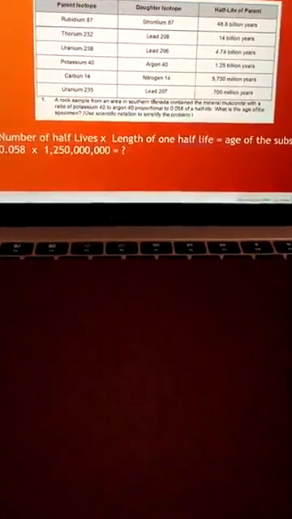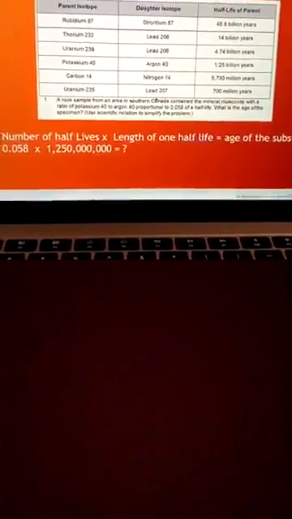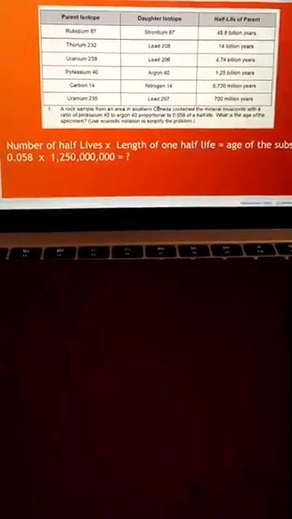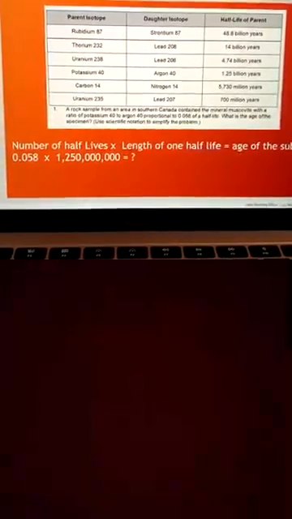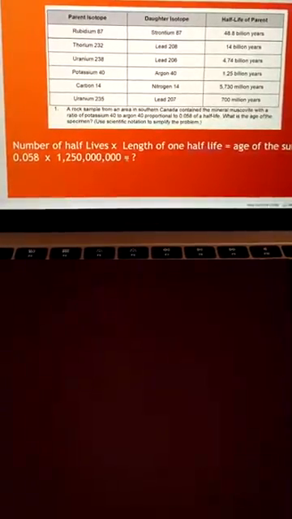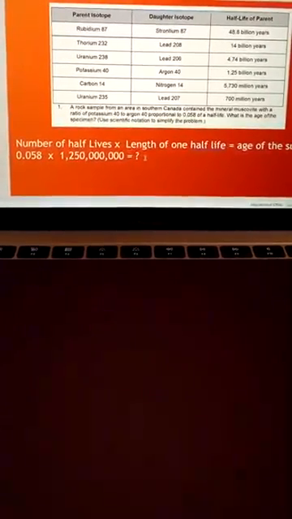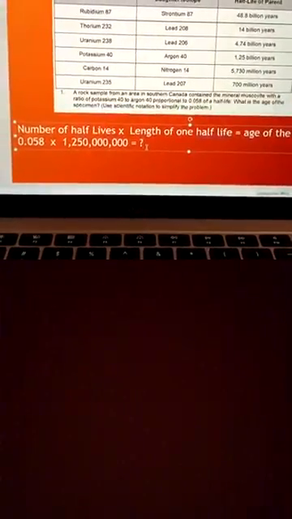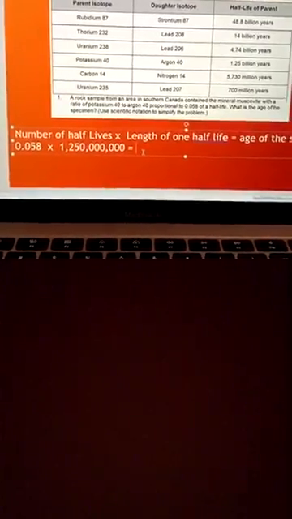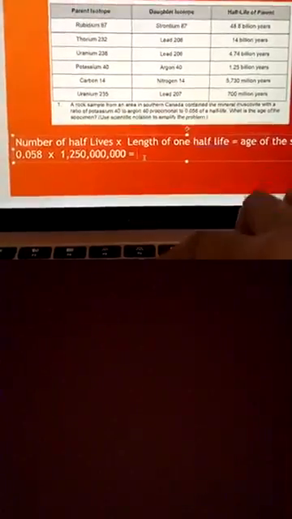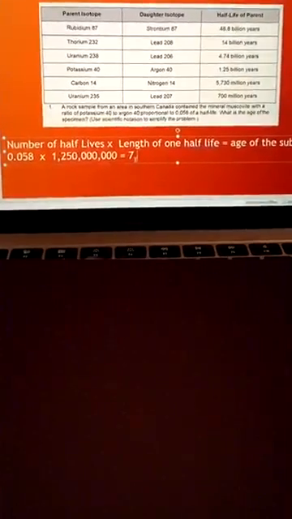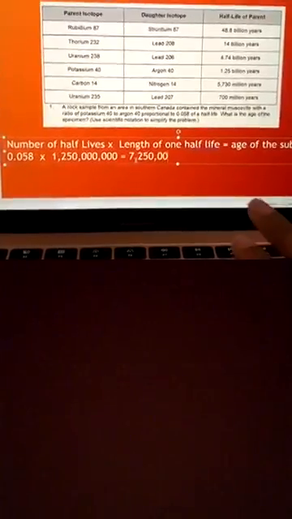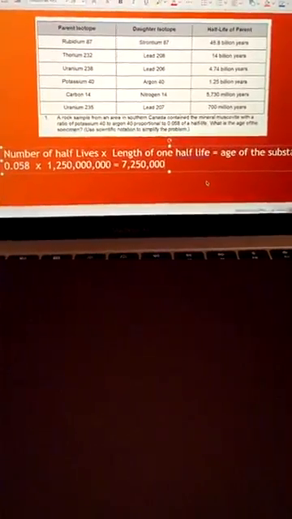Okay. First, I read the question, and then I took 0.058 and times it by the half-life of, is it argon, right? Yep. And it was 1.25 billion years. Good job. And then I got my answer. Okay, and what answer did you get? 7,250,000. Okay. So that's the answer you got. That's what you're saying? Yes.